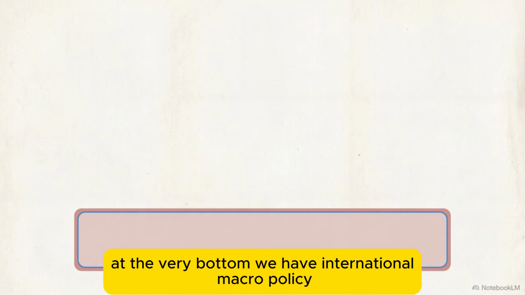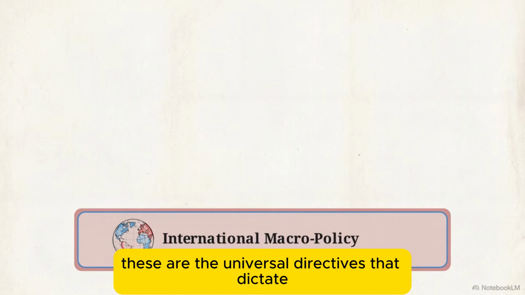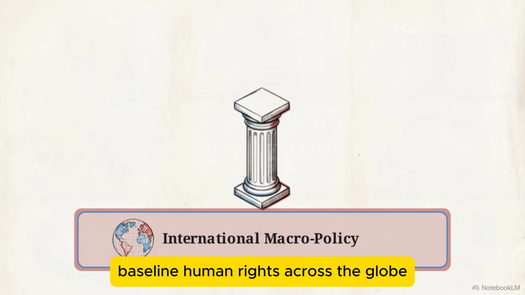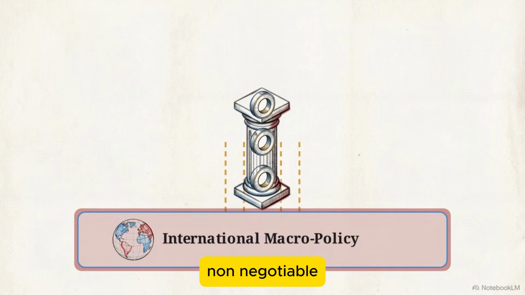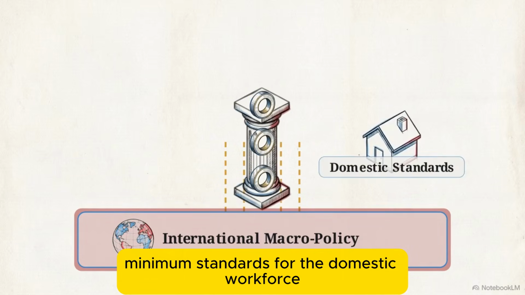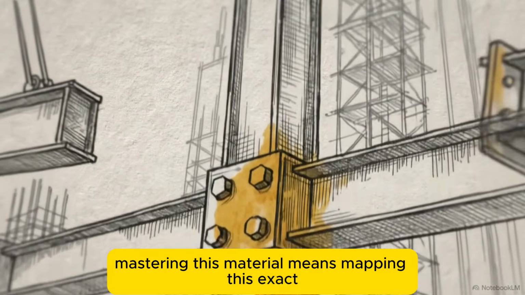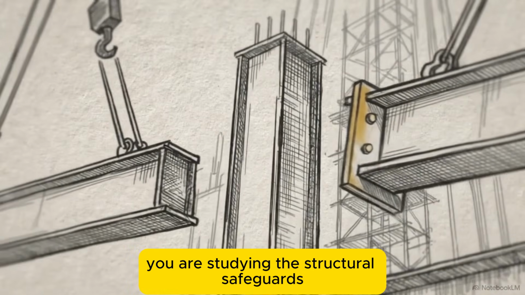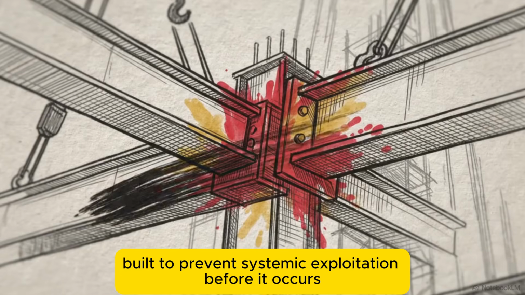At the very bottom, we have international macro policy. These are the universal directives that dictate baseline human rights across the globe. The middle layers take those broad international concepts and translate them into strict, non-negotiable minimum standards for the domestic workforce. Mastering this material means mapping this exact protective architecture. You are studying the structural safeguards built to prevent systemic exploitation before it occurs.